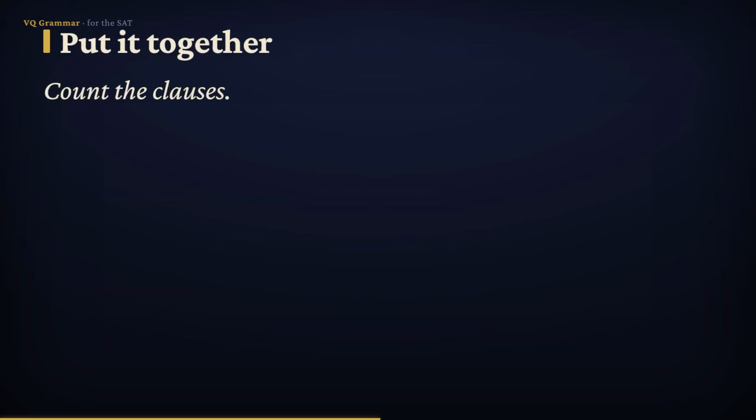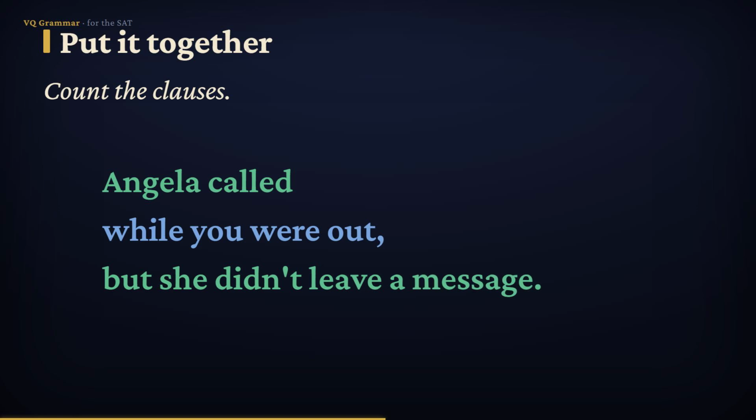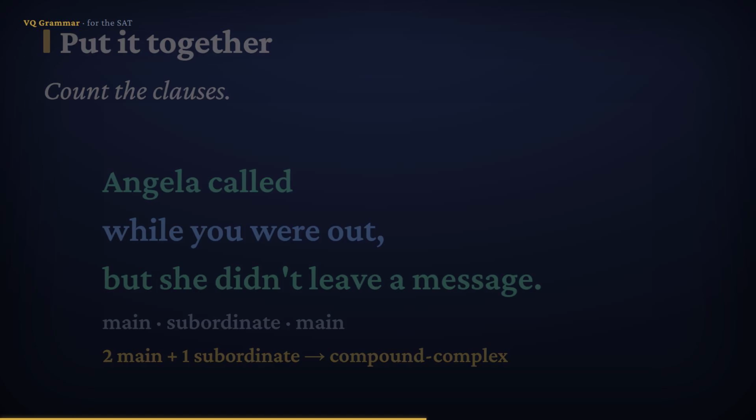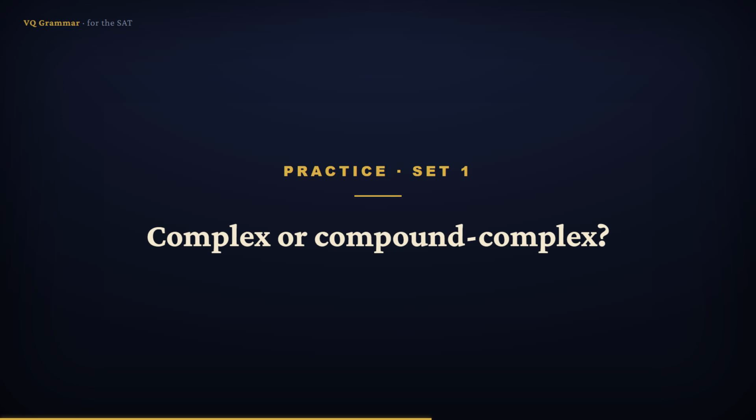Let's put it together. Angela called while you were out, but she didn't leave a message. Angela called is a main clause. While you were out is subordinate, and but she didn't leave a message is a second main clause. Two main clauses plus one subordinate clause, so this is compound complex. Count, and you've named it. Let's practice. Count the main clauses. One main clause means complex. Two or more means compound complex. Pause and try before I answer.